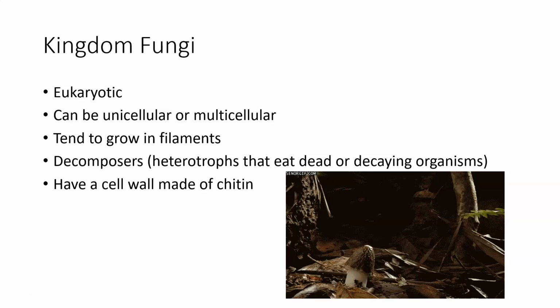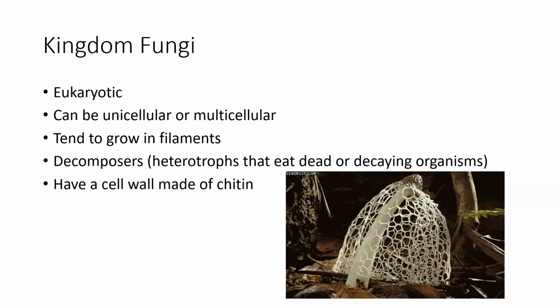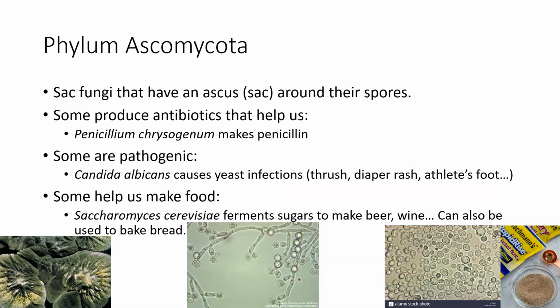Their cells are sort of a mix between plant and animal cells. They don't get chloroplasts like plants do, but they do get a cell wall. Their cell wall, however, is made with chitin, is how you say that word, so pronounce it with a K sound, chitin, instead of cellulose, which is what plants use.